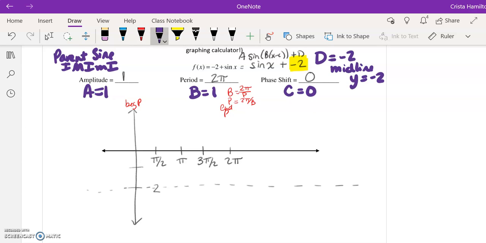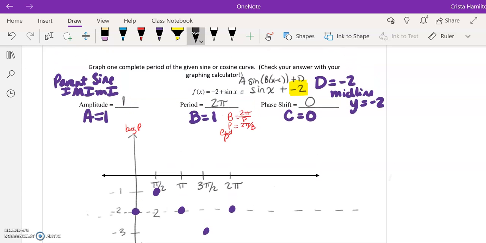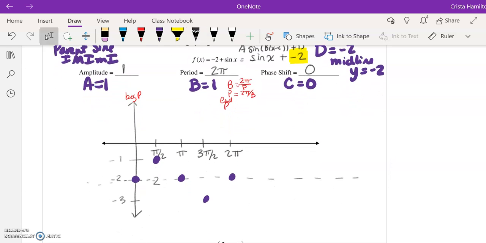So when I go to plot my points, remember that we have to start on an inflection point. So inflection, our max is at the pi over 2, but it's going to go up 1, then inflection, then down 1, and then inflection. And so that's filling this in, -1, -2, -3. And that would give us 1 period of that.